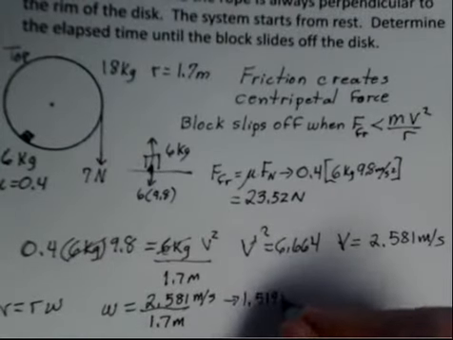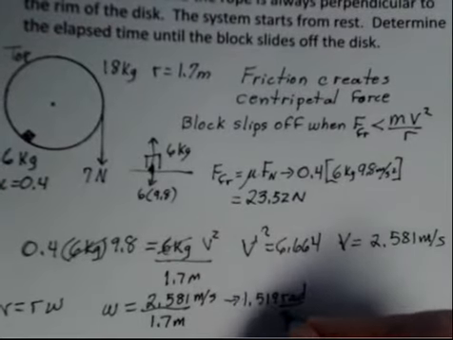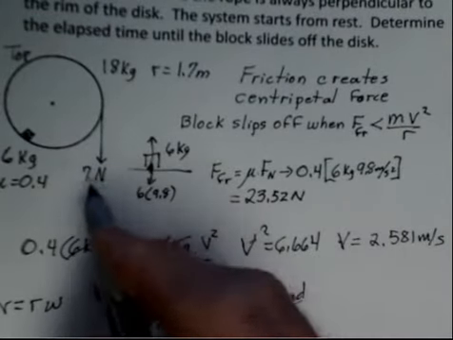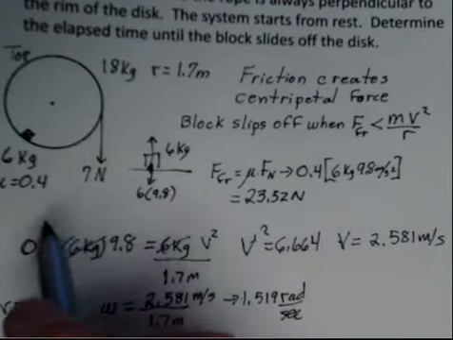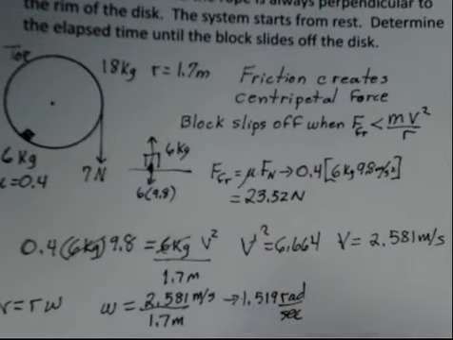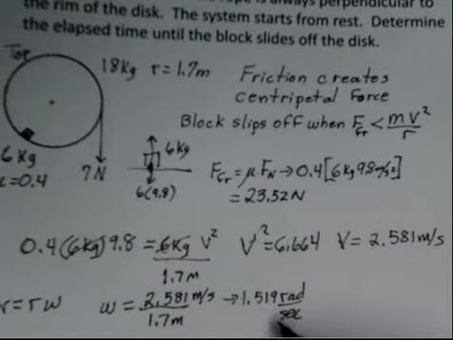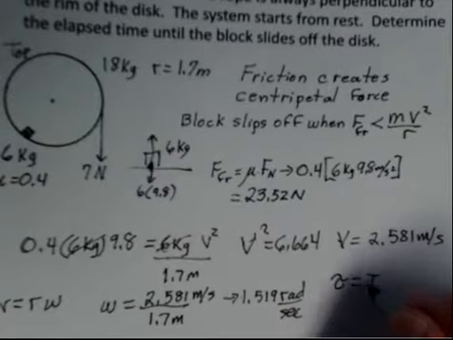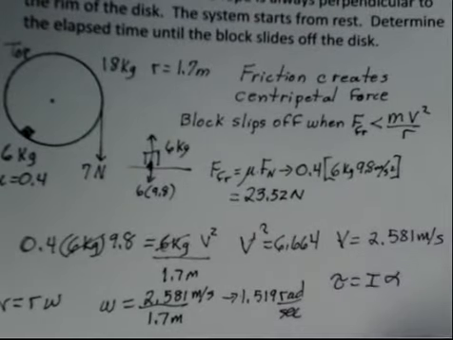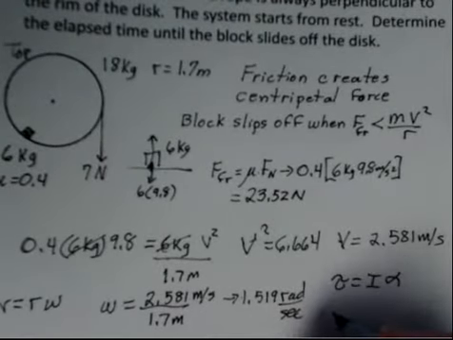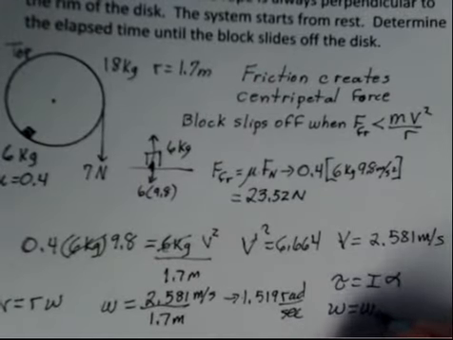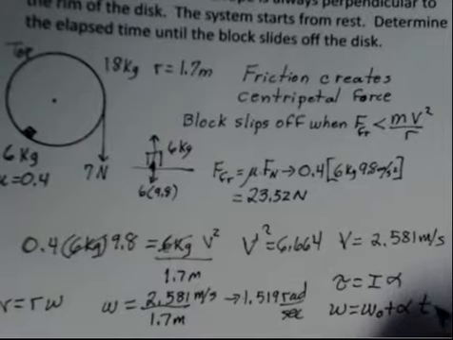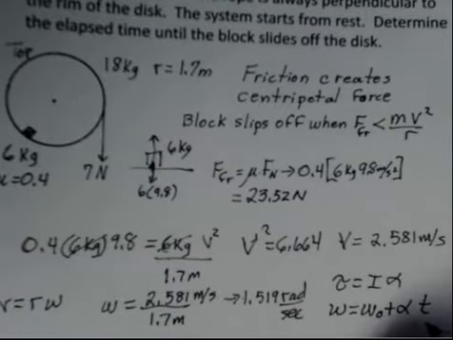we come up with omega of 1.519 radians per second. This 7 newton force is going to create a torque that creates angular acceleration that will bring us up to this angular speed. So let's start working on this. We need to use torque equals I times alpha. We need alpha because we're going to work through the equation omega equals omega naught plus alpha t. We're trying to find the time.